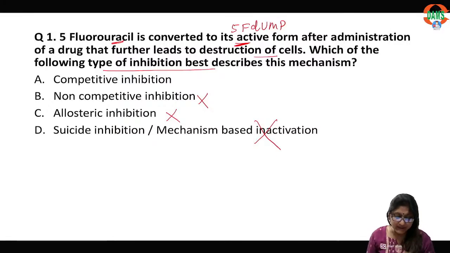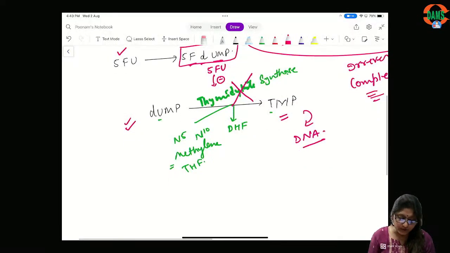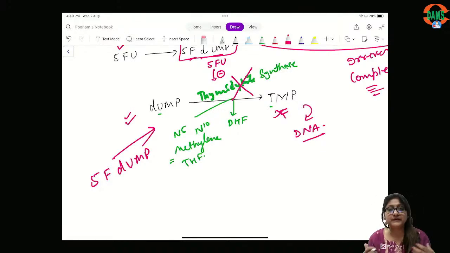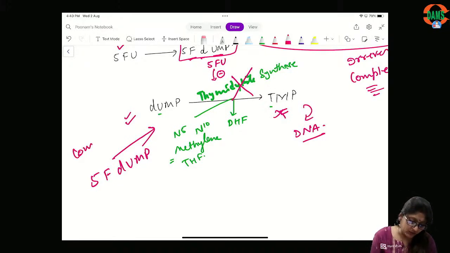And at times they say that the 5-fluorodeoxy-UMP produced from 5-fluorouracil is going to compete with deoxy-UMP. 5-fluorodeoxy-UMP competes with deoxy-UMP, so the proper TMP will not be formed, the DNA will not be formed, and the cell will die. So in a competitive manner also it acts.